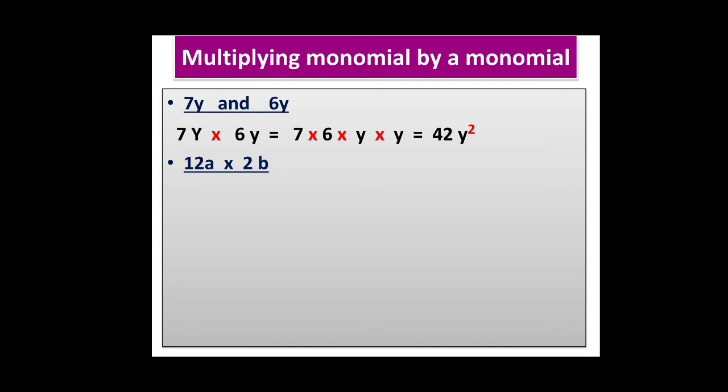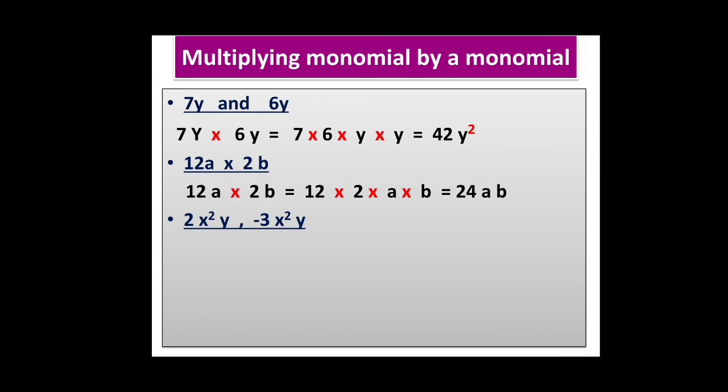12a into 2b. That means here we have to take the product of 12a and 2b. As we already said, first write the numbers. So 12 into 2, then the variables a into b. 12 twos are 24, and a into b gives ab. Now let us see one more.